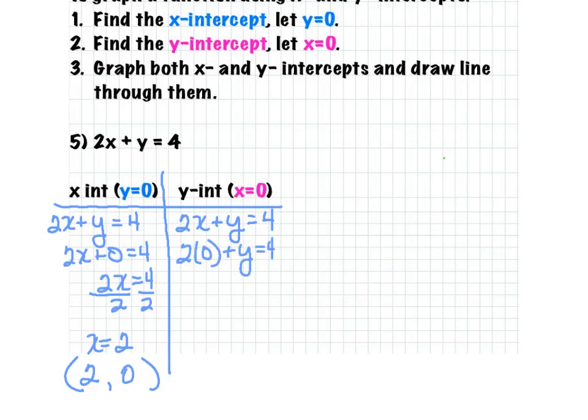We know that 2 times 0 is 0, and 0 plus y is y. So y equals 4. And here is our ordered pair: x is 0, y is 4.